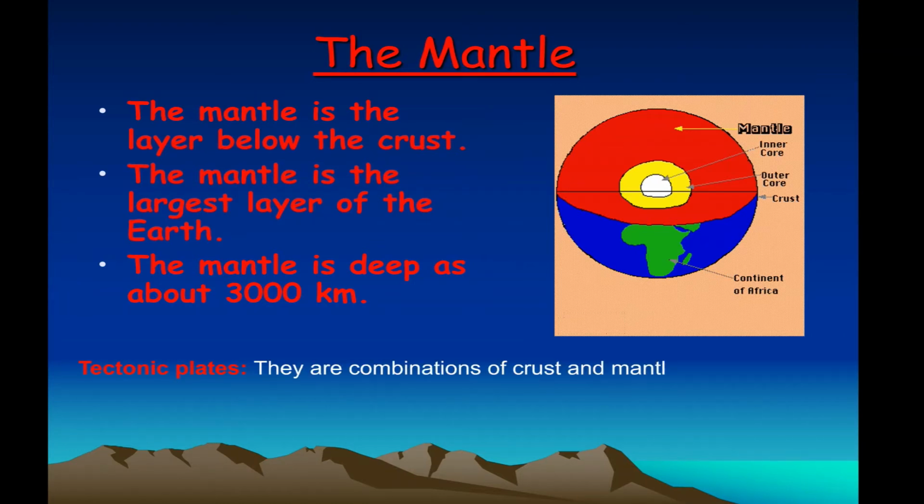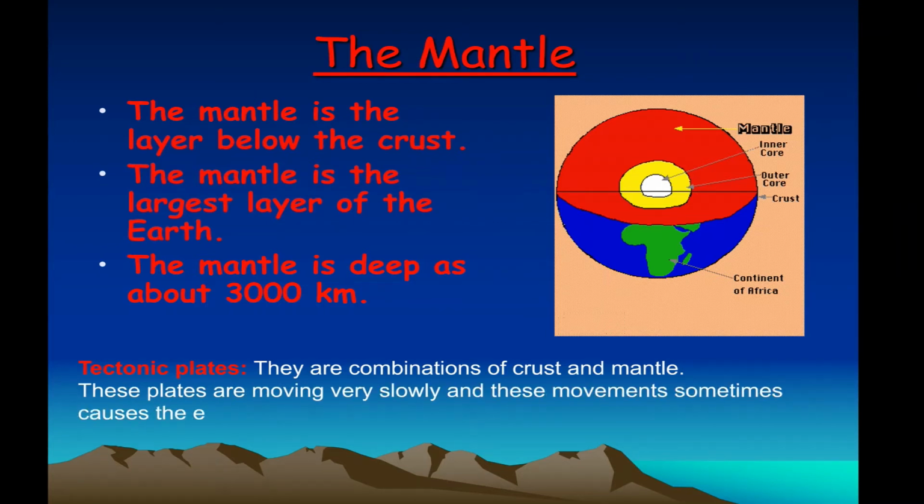Tectonic plates are a combination of crust and mantle. They are very big pieces of rock. These plates are moving very slowly, so slowly we cannot feel it. But sometimes when we feel the movement of these tectonic plates, we call it an earthquake. Earthquakes, when we feel the earth move, are the movement of these tectonic plates which are located deep in the mantle layer.